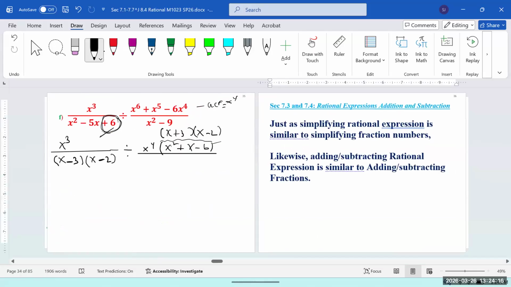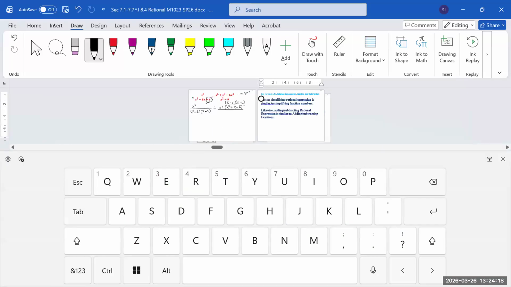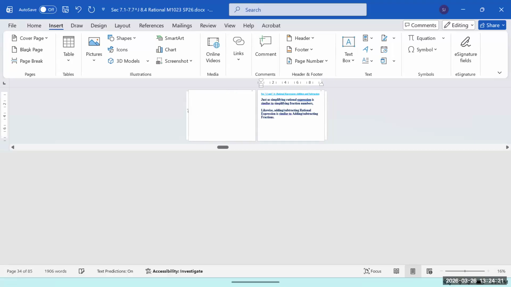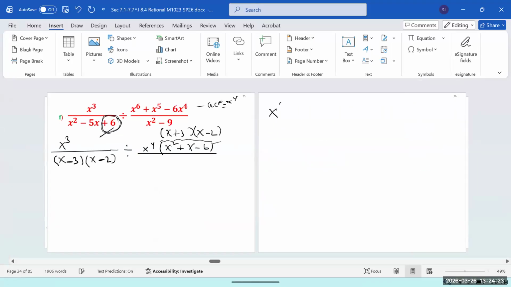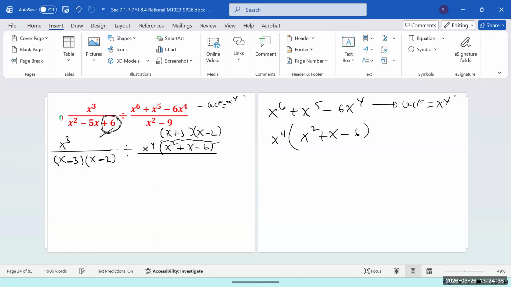So we have x to the 6 plus x to the 5 minus 6x to the 4. The first thing we notice is that we have a GCF, x to the 4. So if you factor out x to the 4, you get x squared plus x minus 6. But this is more factorable. It's a quadratic. So you keep your GCF, but you factor this more.